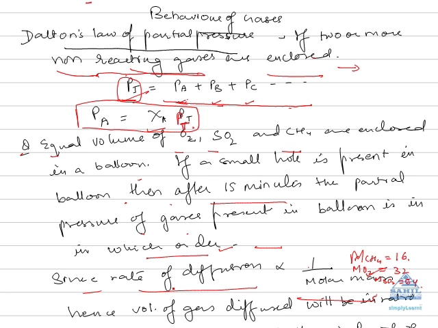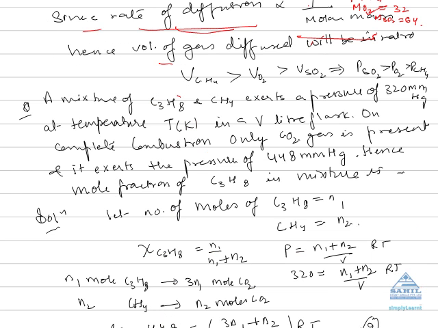Now since the rate of diffusion is inversely proportional to the molar mass, the volume of gas diffused out will be in the ratio where CH4 will have maximum volume. Why? Because it has lesser molar mass. So the volume of gas diffused out of CH4 is greater than O2, which is greater than SO2.